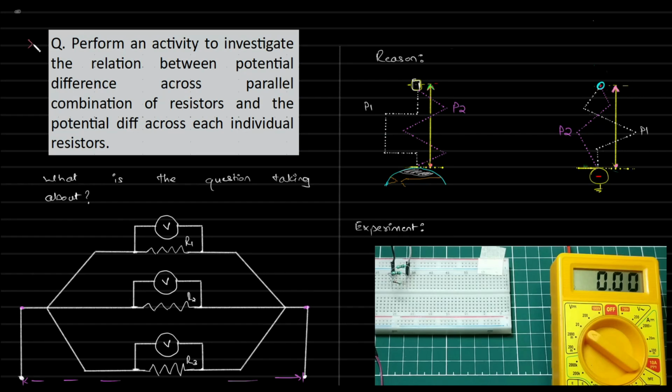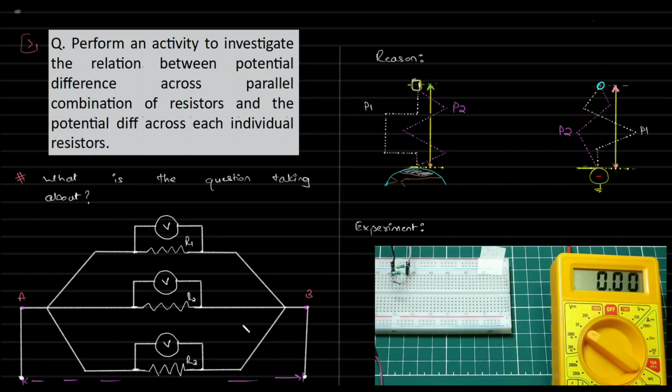Perform an activity to investigate the relationship between potential difference across a parallel combination of resistors and the potential difference across each individual resistor. What is the question talking about? See, this entirety is your parallel connection of resistors, between node A and B.